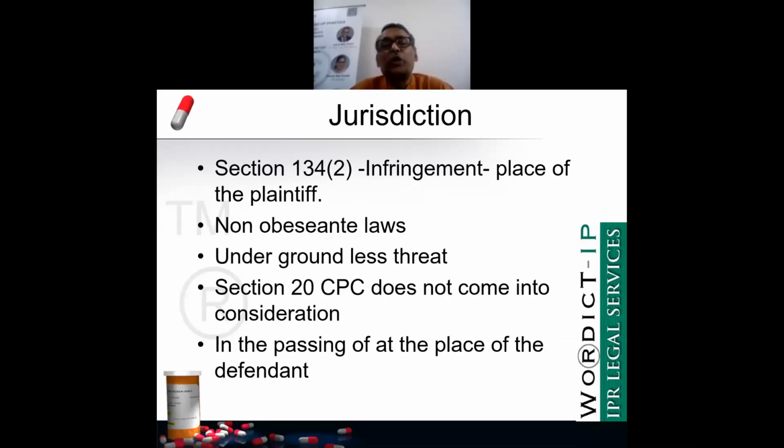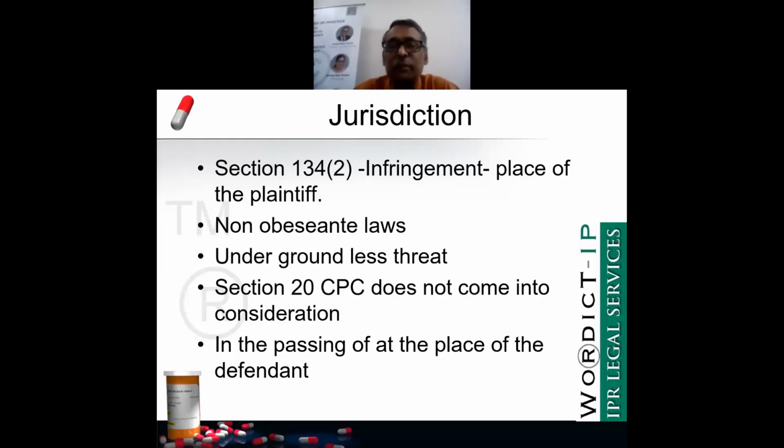Yeah. Now, jurisdiction. Section 134, the place of infringement or the place of the plaintiff. It's a non-obstante clause. I told you under groundless threat, also under groundless threat, it is a section. Under groundless threat, it is the place where the threat has been received. So the person can file there. Suppose I receive a legal notice, I can file it in Hyderabad.